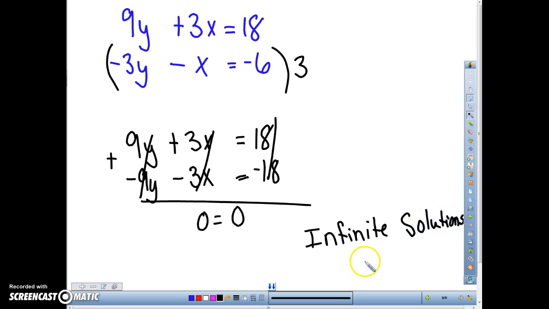Not all numbers are a solution. Infinite number of solutions, because there's an infinite amount of solutions here. Which means these two lines are the same line. When you graph them, they are graphed on top of each other, so they touch at every single point.